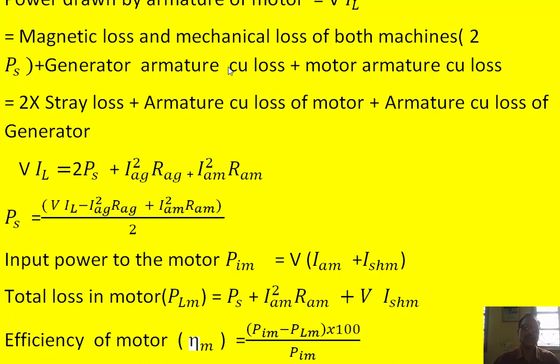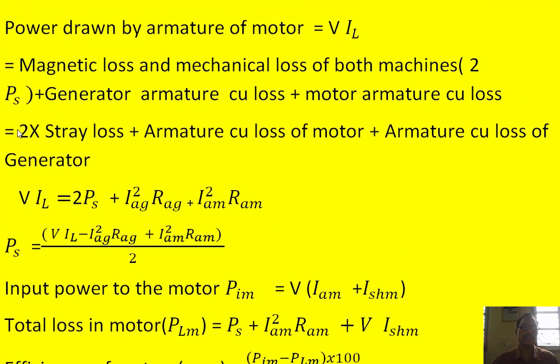In this circuit the generator armature current is different and the motor armature current is different, so we have to calculate separate copper losses. So we can further write the input power to the armature of the motor, VIL, is equal to 2 times the stray loss, that is VIL is equal to 2 into PS plus the armature copper loss of the generator, that is IAG square into RAG, plus IAM square into RAM. Here RAG is the armature resistance of the generator, and RAM is the armature resistance of the motor.